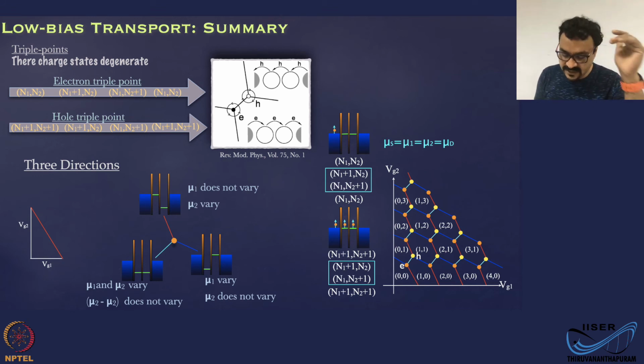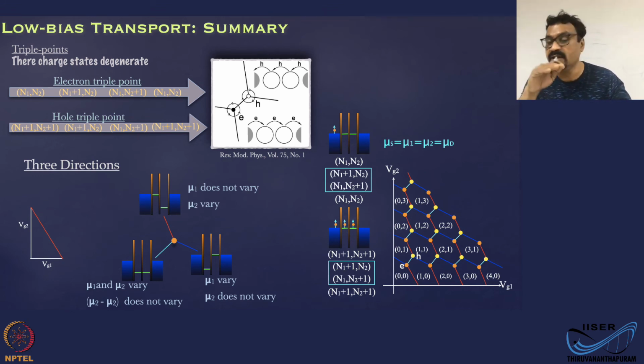Let's be clear here. In both cases, transport always happens by the motion of electrons. This is an electron quantum dot. It's not a hole quantum dot, what I'm discussing. You can also have a hole quantum dot. But in this case, the way you can visualize this one is like a hole going in the reverse direction.